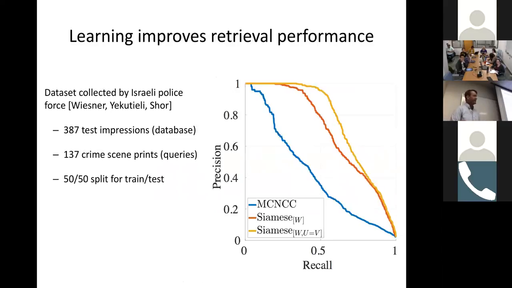So this is another kind of performance evaluation carried out on a data set collected by collaborators in the Israeli police force, which again consists of roughly 400 test impressions and 137 crime scene prints. And here we're characterizing, if we choose a particular threshold for whether something's a match or not, what is the precision with which we return correct matches, and also what is the recall, how often do we find the correct print within the database.